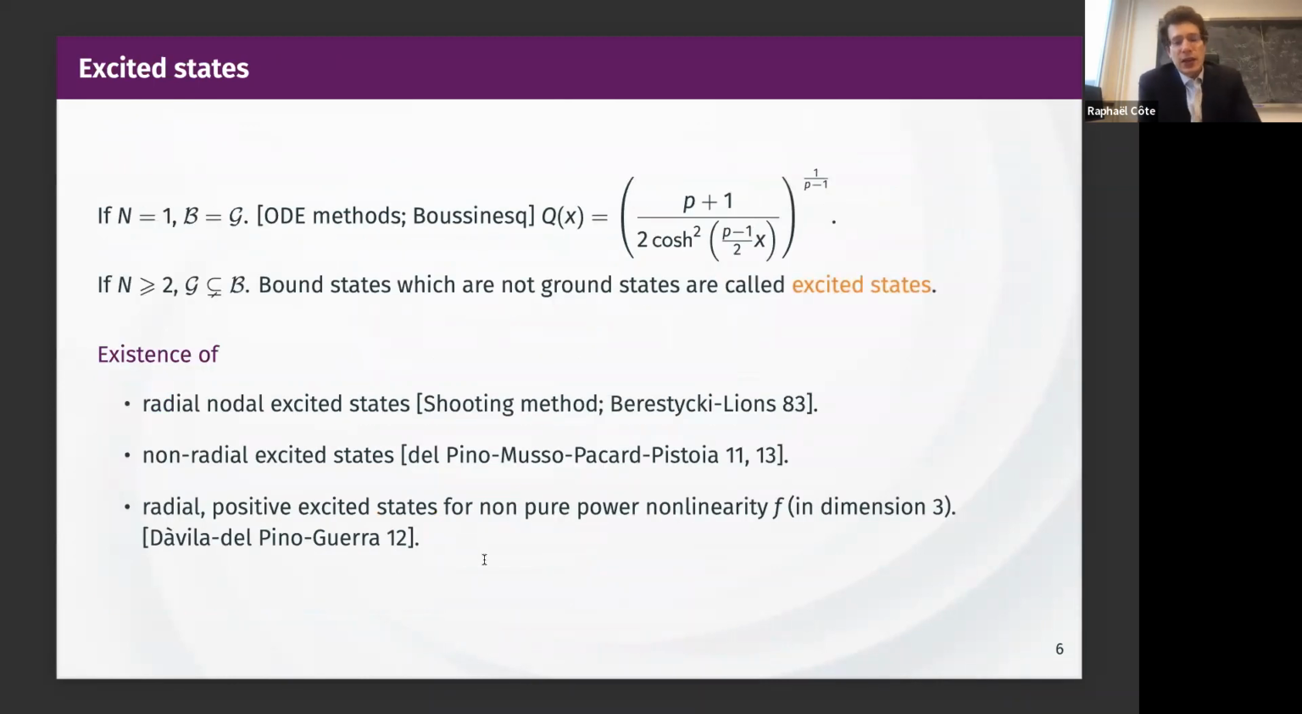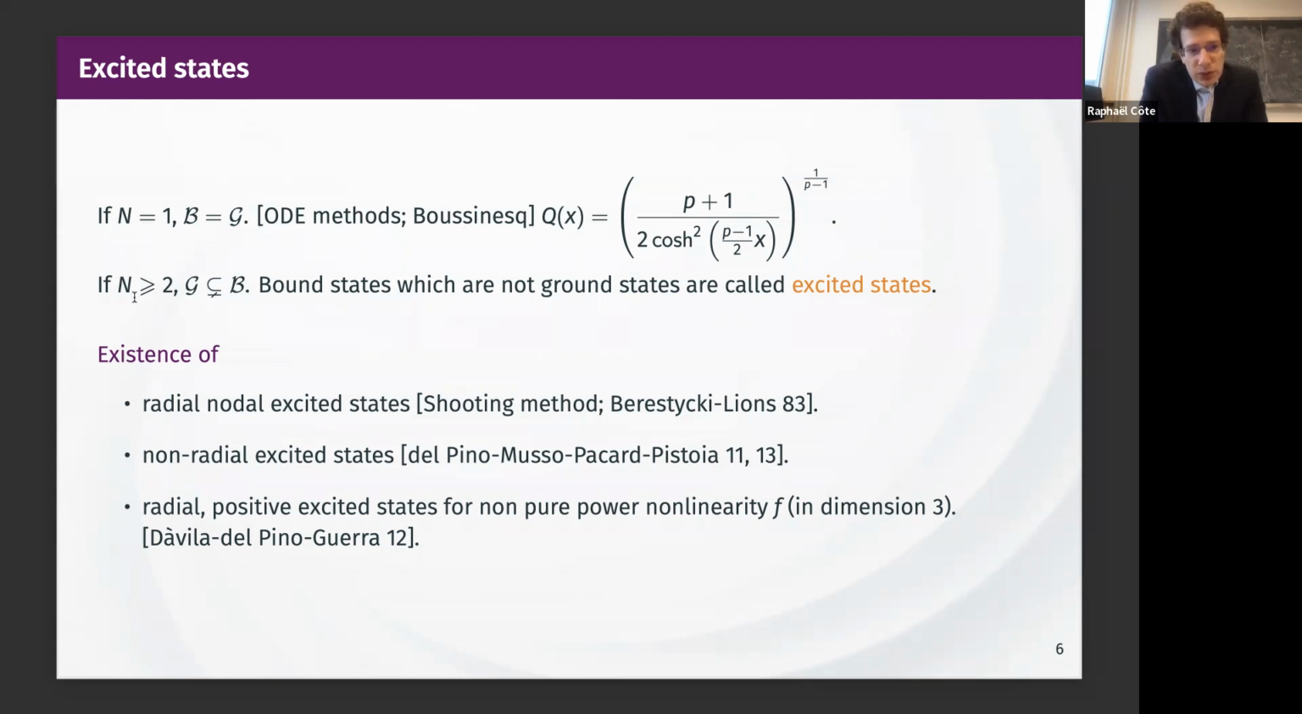Okay, so in dimension 1, you actually have an explicit formula for Q, and you can get the decay. I guess you get it by ODE methods, and it goes back at least to Boussinesq, so the second half of the 19th century. However, there is no other bound state than the ground state.